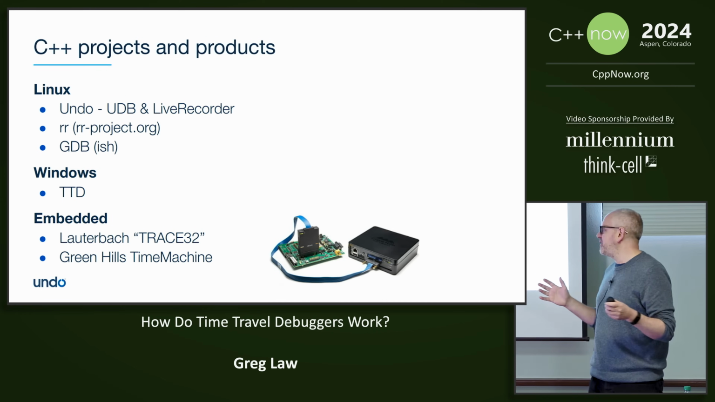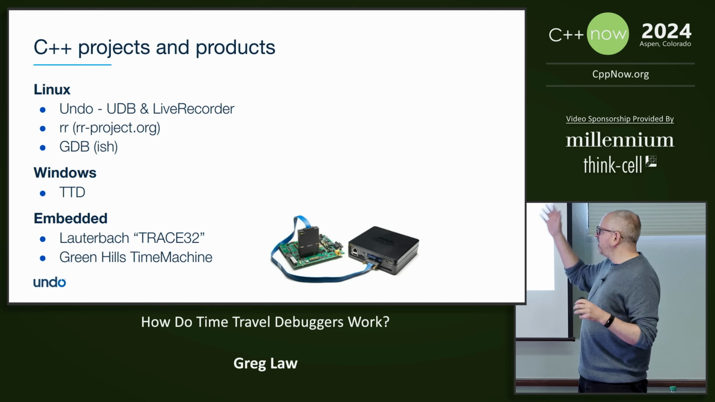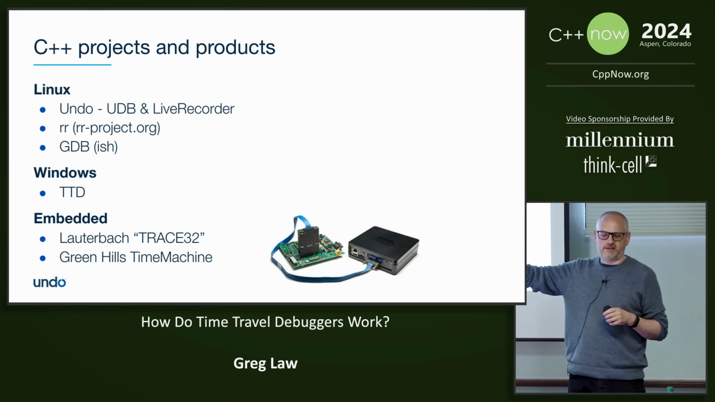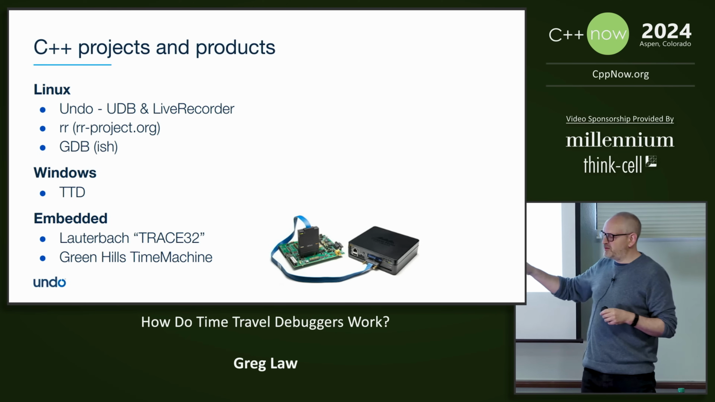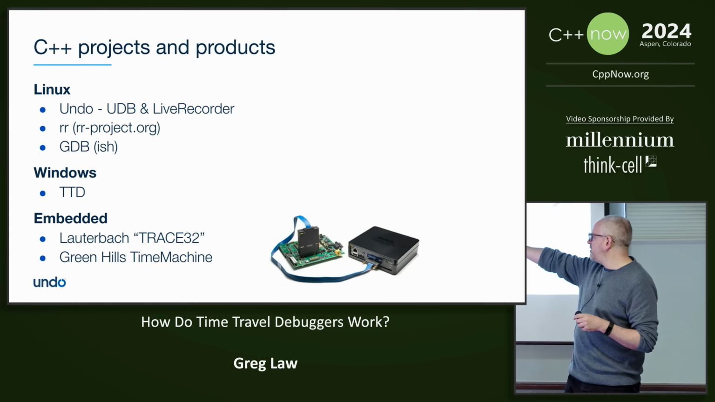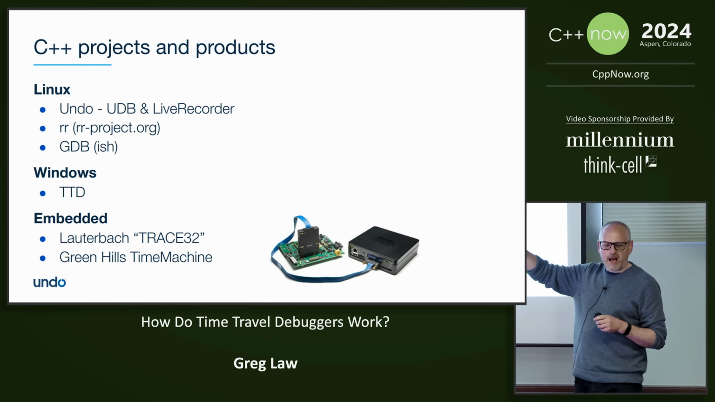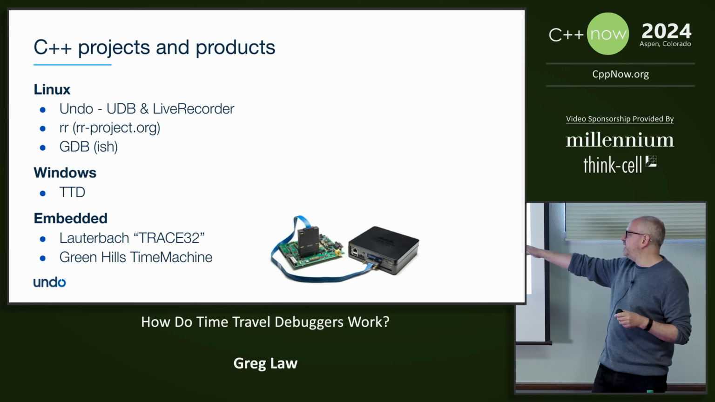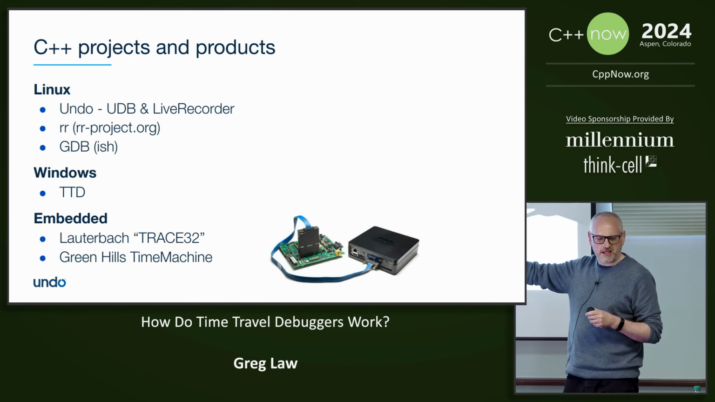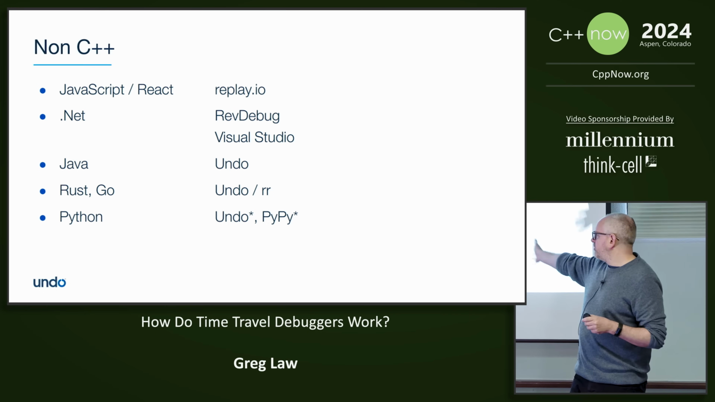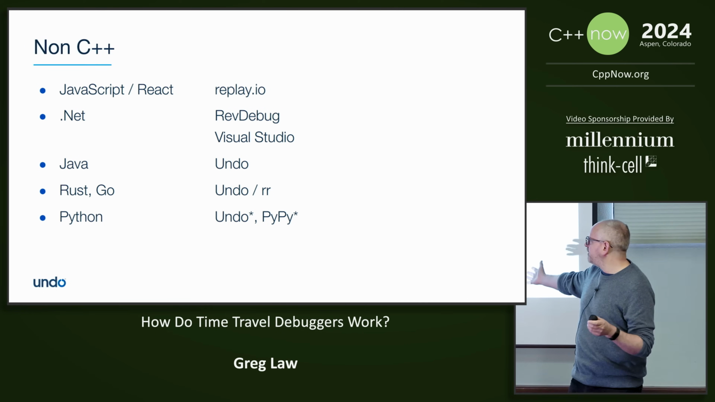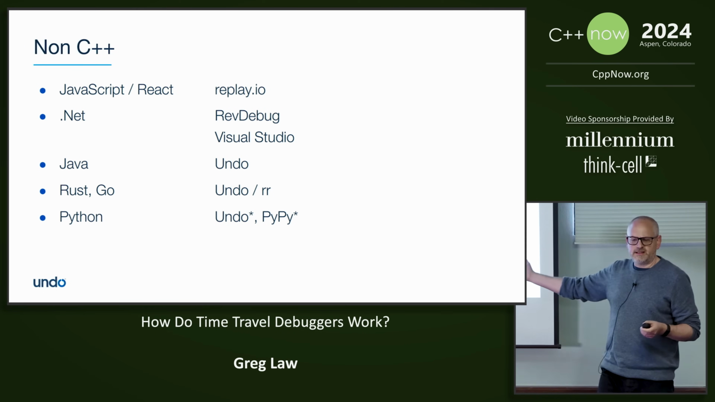Anyway, I encourage everyone, depending on what platform you are, depending on what kind of things you need, go try RR, go download an eval of Undo, go and use the Windows time travel debugger. You should at least try it, right? That's really my mission here. There's lots for not just C++. I know this is a C++ conference, but other languages do exist.